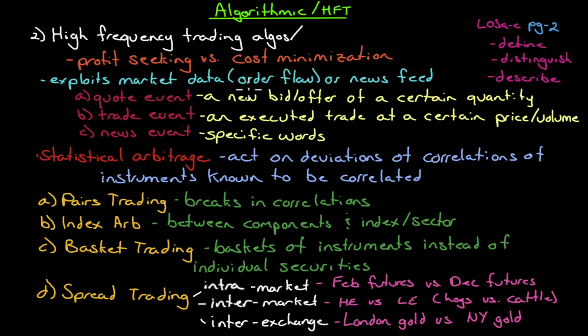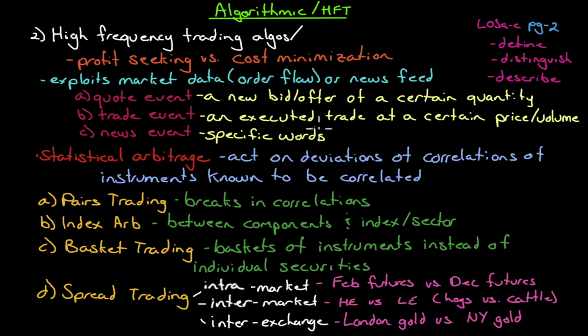Exploits market data, such as order flow or news feeds. So you can have different events called a quote event, a trade event, or a news event that the algorithm may respond to. A quote event, a new bid or offer at a certain quantity, especially if it has access to order flow. And here's what high-frequency trading will do. There may be a new order coming in, let's say a new offer to sell at a certain quantity that's lower than the current offer. The high-frequency trading algo will spot that order flow going in, especially if it has access to order flow. It'll spot it going in and move very fast before this new offer even hits the market and stand in front of it. So that's what it hopes to do.